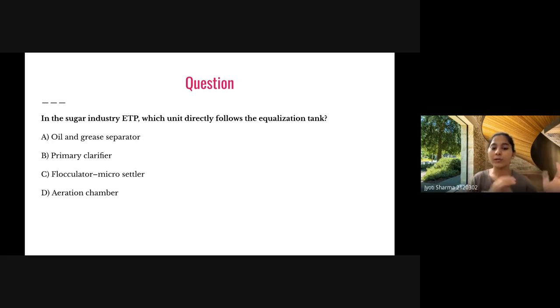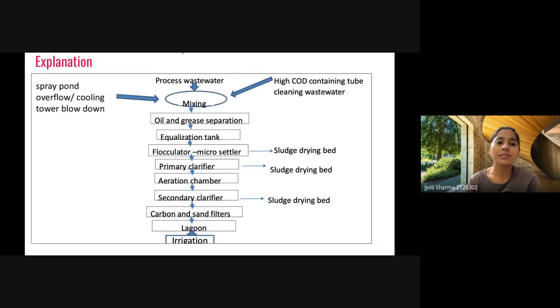But before that, what unit did we have that we have to connect to the equalization tank? Let me see the answers. Okay, I got C answer from you. And yes, this is the right one. So this is the flow chart, how we will move on.